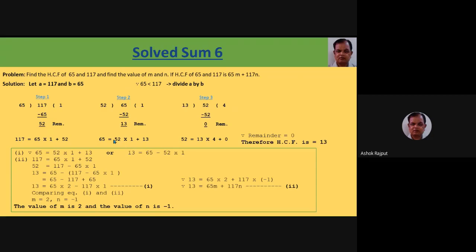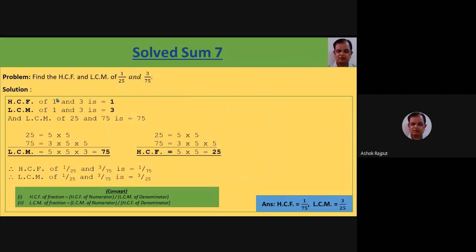Now we are going to solve the next question. Find the HCF and LCM of 1 by 25 and 3 by 75. These are fractions. We know the HCF and LCM, but for fractions the HCF and LCM are found in a somewhat different way. So our concept is this: HCF of a fraction is the HCF of the numerators upon the LCM of the denominators.